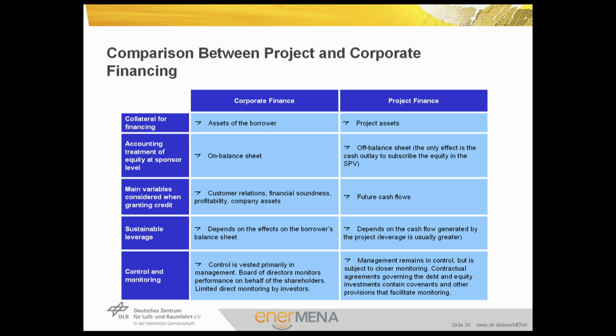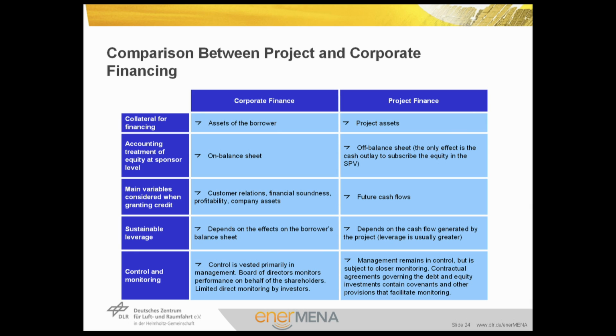The main variables considered when granting credit are the customer relations, financial soundness, profitability, and company assets in the EPC model case. So you take a look at the utility, while for the IPP model, the future cash flows only are relevant and to be considered. That is why the entire setup and structure of the project is more complicated, because you have to ensure that the lenders trust your structure and therefore that there will be revenue from the project. Subsequently, the grants are more expensive in this case.